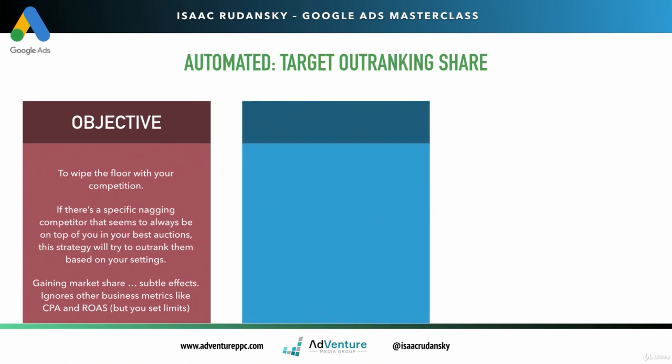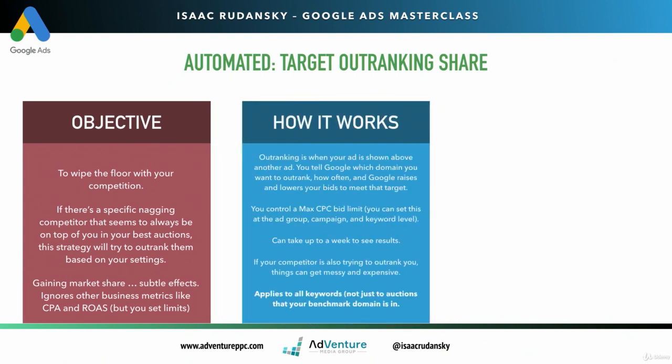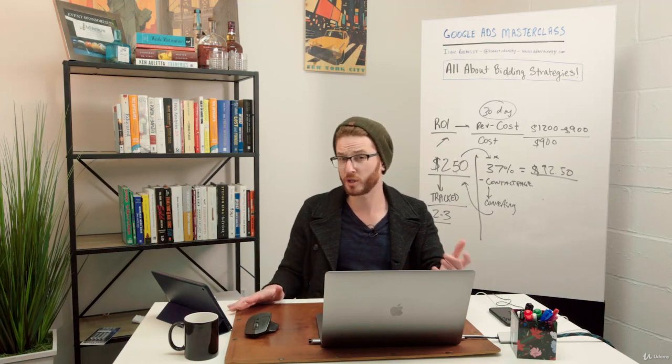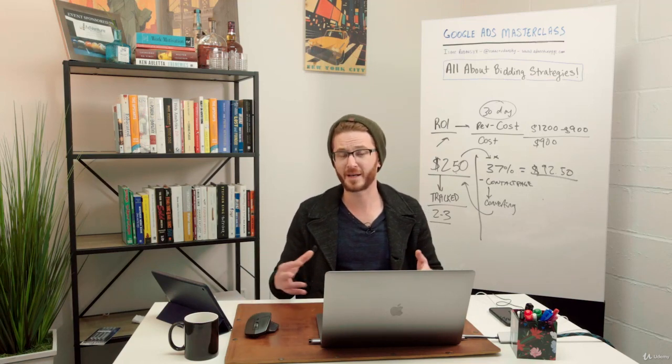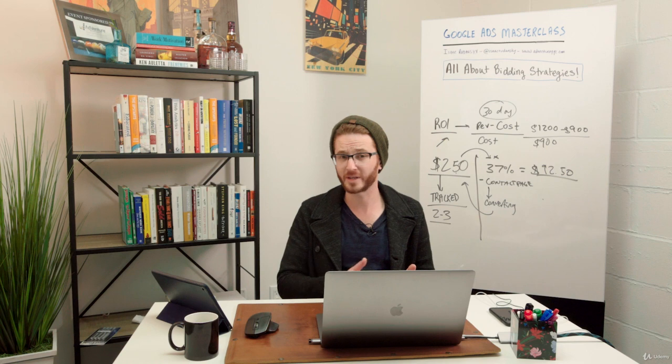How does a bidding strategy like this actually work in the real world? Outranking is when your ad is shown above another ad, like we just said. You tell Google which domain you want to outrank, and how often, and Google raises and lowers your bids to meet that target. So for example, you could choose what outranking share percentage you want. Again, this is pretty arbitrary and it's really hard to figure out some specific business metric in terms of revenue that you could tie to it.